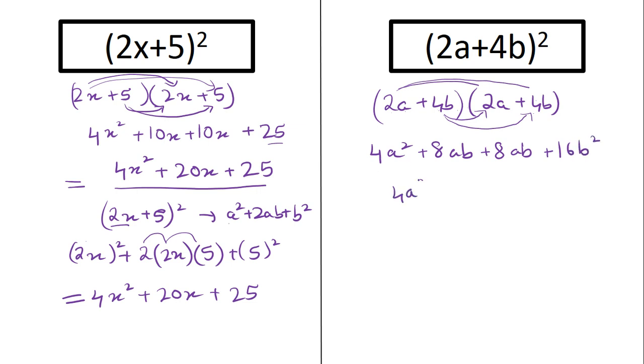Now 4a squared just stays the way it is. Now 8 and 8, 8 plus 8 is 16. So I'm just going to write plus 16ab and plus 16b squared. So this is going to be my final answer.